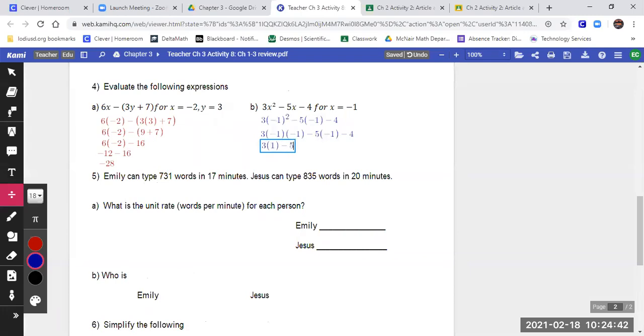Okay, now, what if it had been negative 3 to the second power? So we're going to go up here and we're going to do a little practice. What if I had negative 3 to the second power? What would I get? Negative 3 times negative 3 makes what?